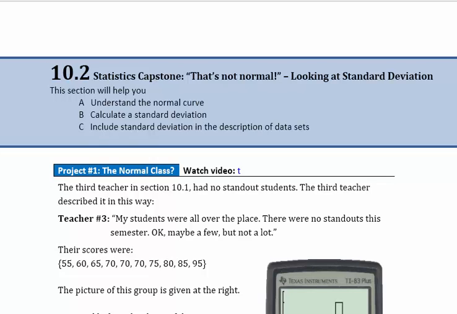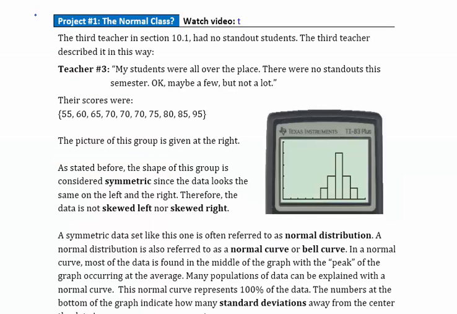Section 10.2, the statistics capstone. That's not normal. Looking at standard deviation. This video will help you understand the normal curve, calculate a standard deviation, and include standard deviation in the description of data sets. Let's take a look at our project here.